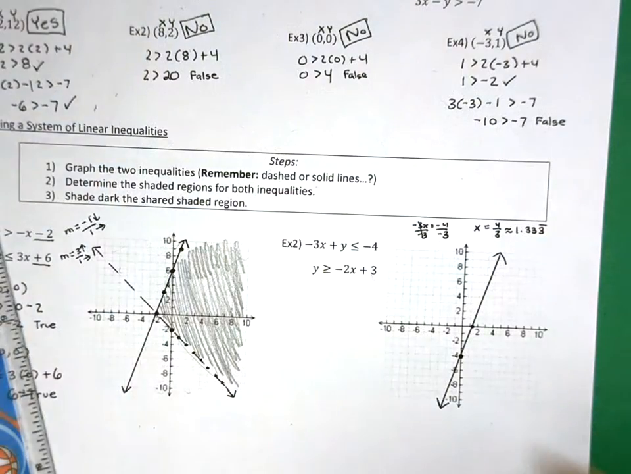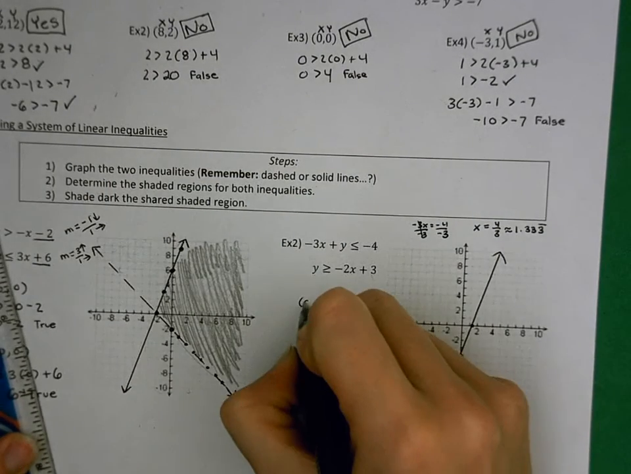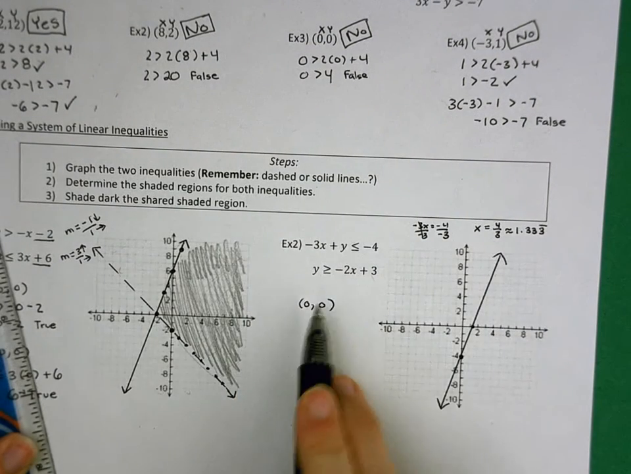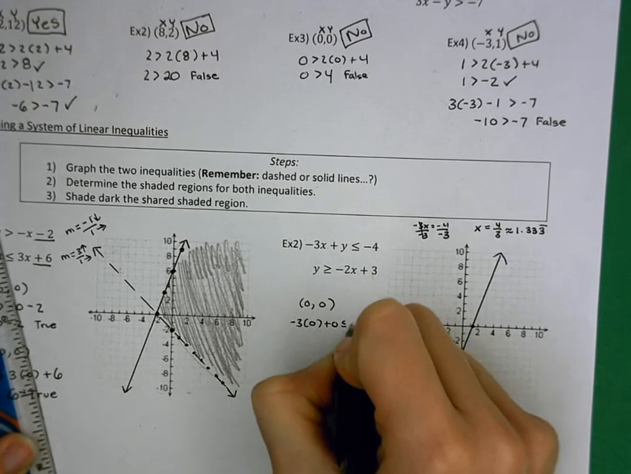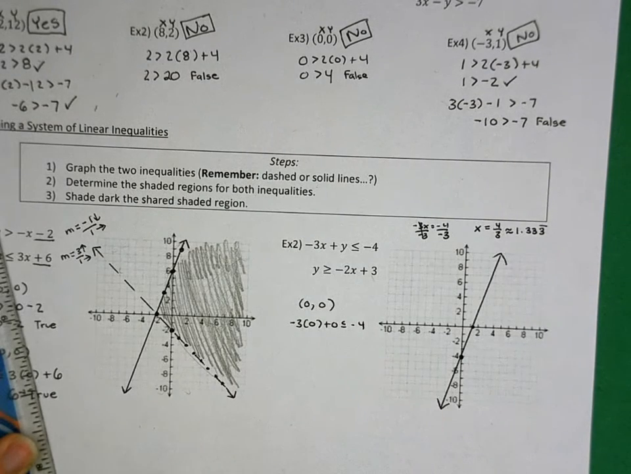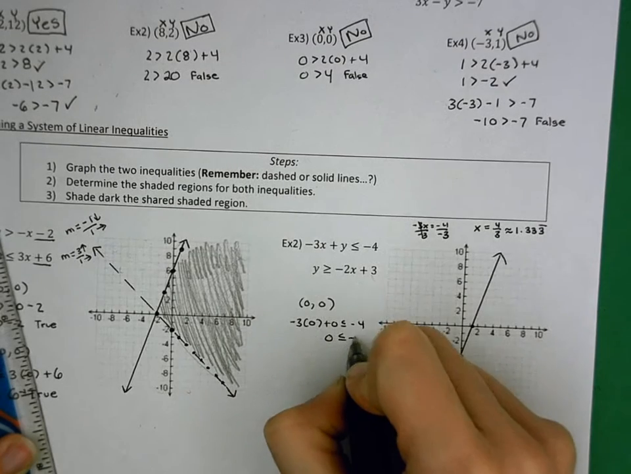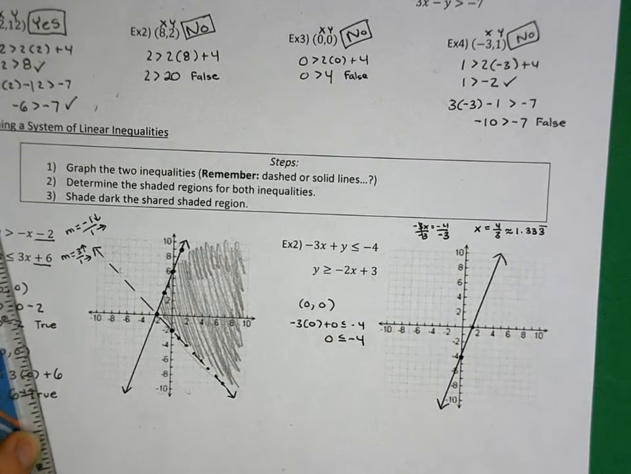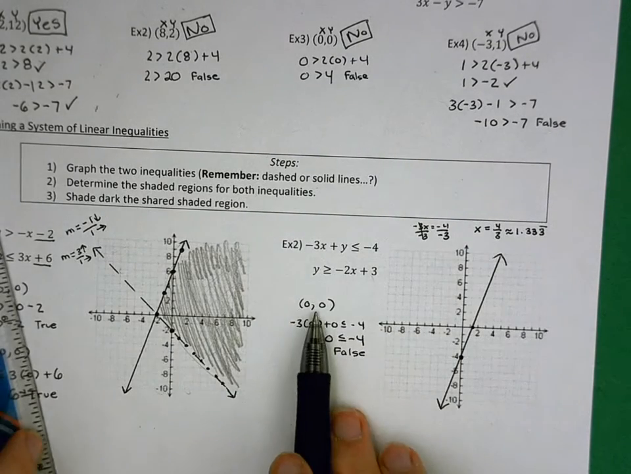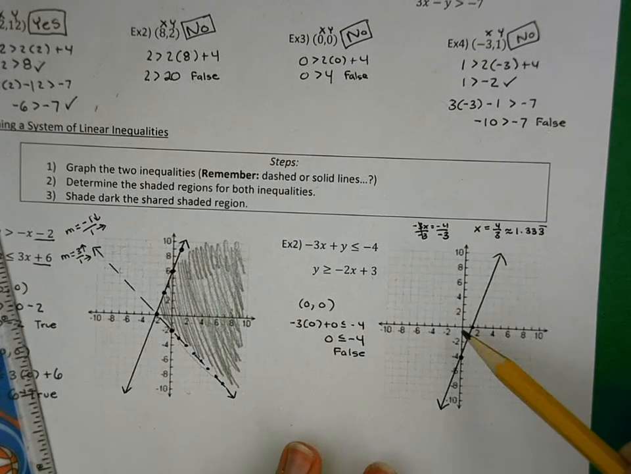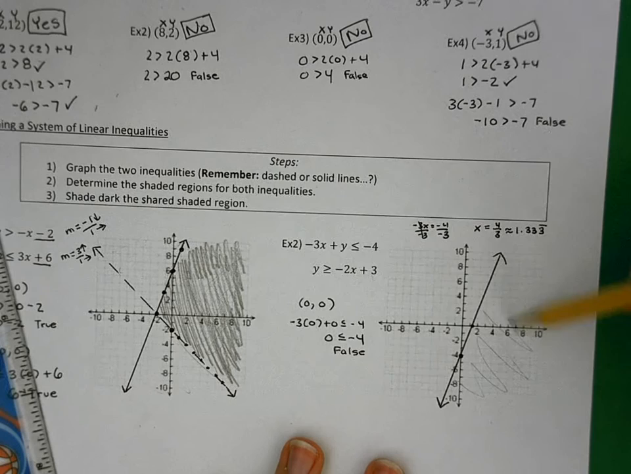And then we're going to determine our shaded region. 0, 0 is not on this line, so I'm going to go ahead and test 0, 0. Plugging that in, we get negative 3 times 0 plus 0 is less than or equal to negative 4. Negative 3 times 0 is 0, plus 0 is 0. And is 0 less than or equal to negative 4? It is not. And so we are going to shade away from 0, 0. Here's 0, 0, so I want to shade the other side of the line, and remember, do so lightly because you're going to end up erasing part of it.